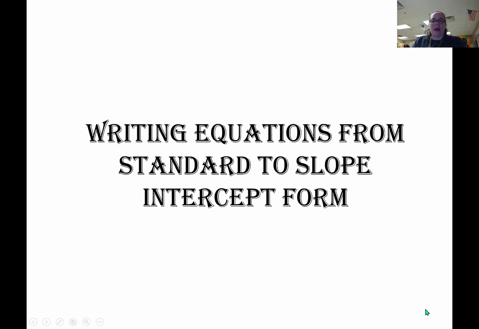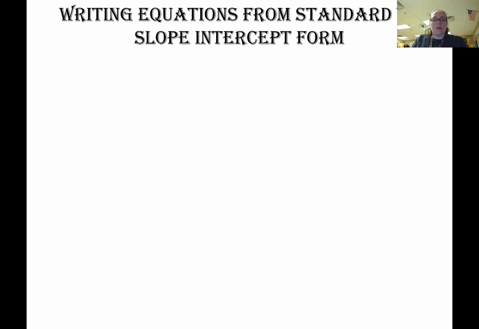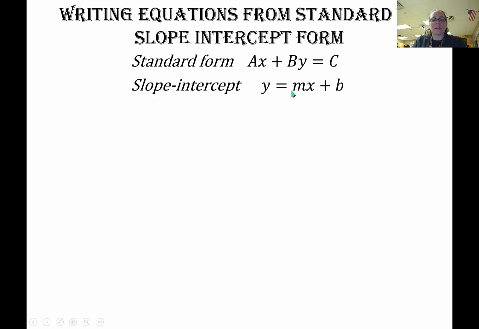All right, today we're going to look at going from standard form to slope-intercept and how we can use this to more easily graph a line. So remember, we have two forms. We have standard form, which is ax plus by equals c, and we have slope-intercept, which is y equals mx plus b.